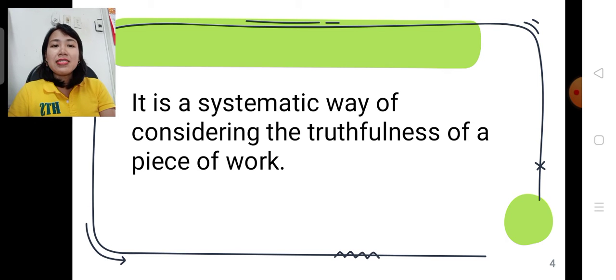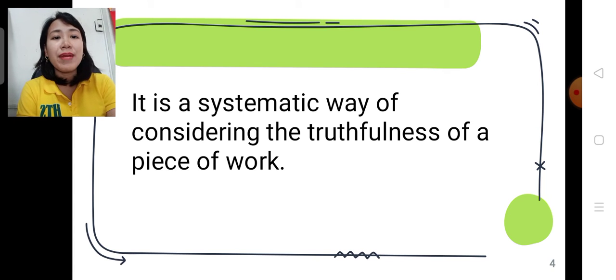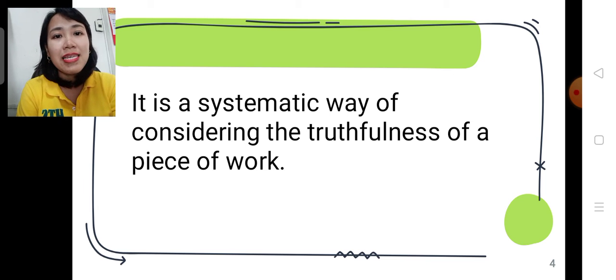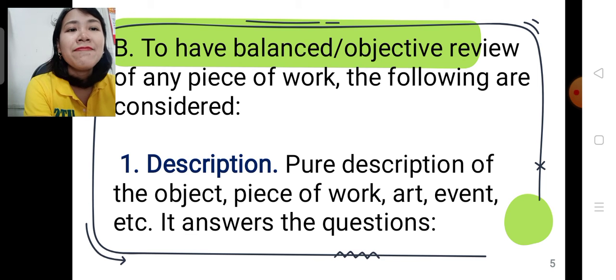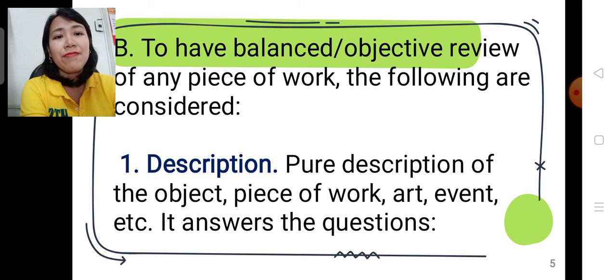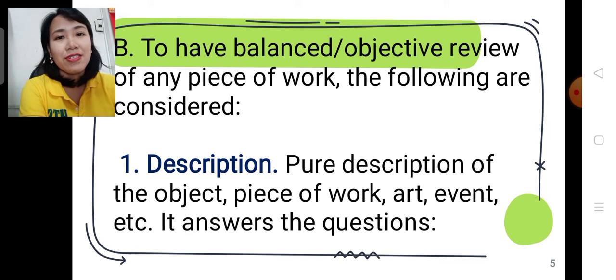So, it is a systematic way of considering the truthfulness of a piece of work. So, systematic way. Meron palang tinatawag na system yung pagkikritik sa isang piece of work. Hindi lang basta kung ano yung gusto natin sabihin, yung sasabihin natin. So, to have a balanced or objective review of any piece of work, the following are considered.